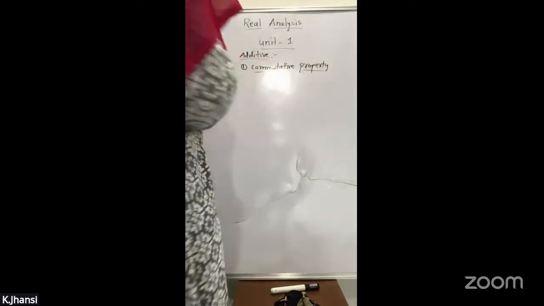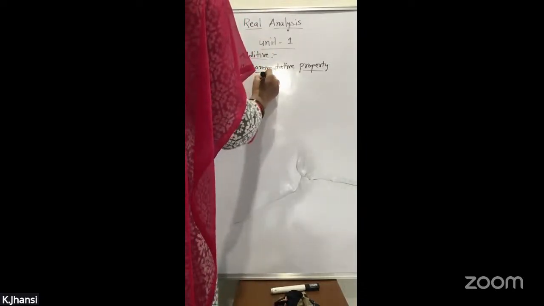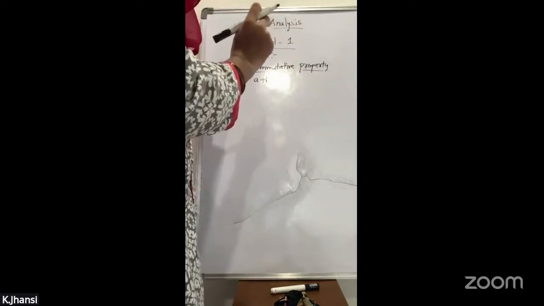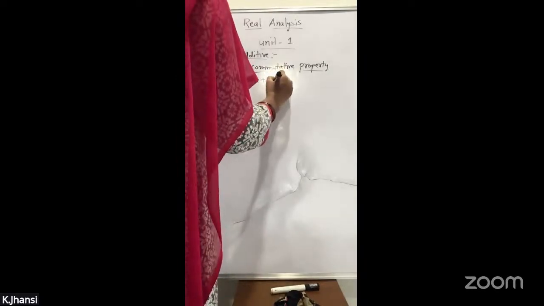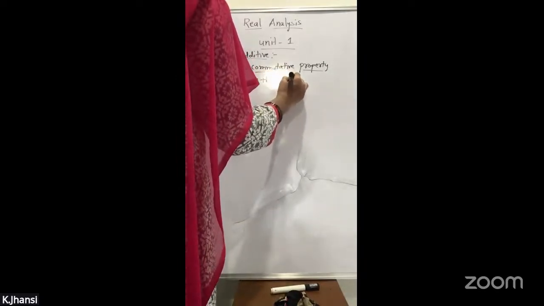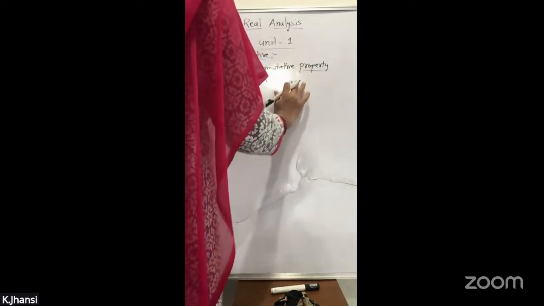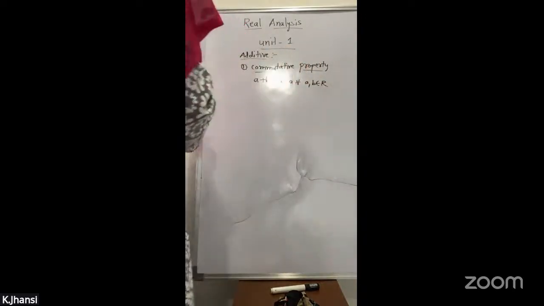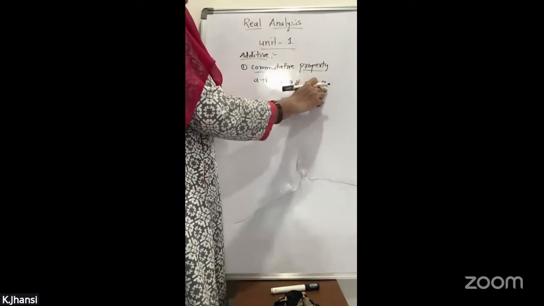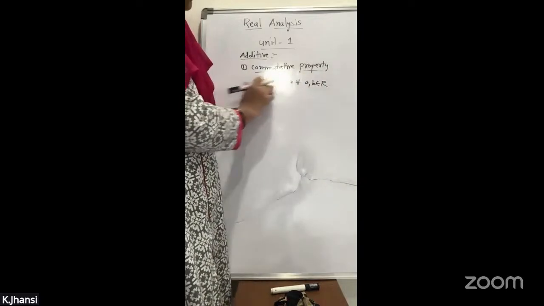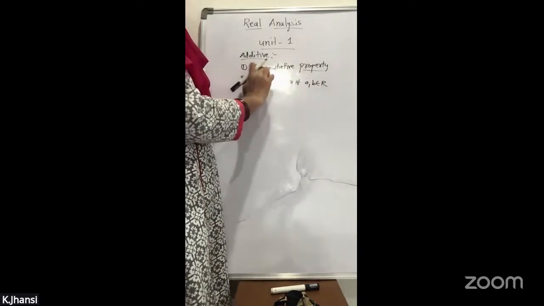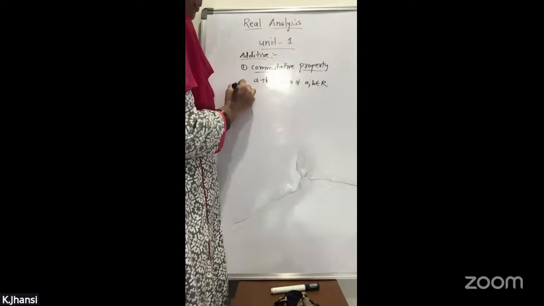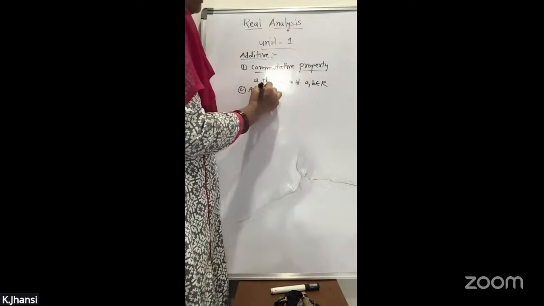Here if a, b are any two numbers which belong to the real numbers R, then we write the commutative property: a plus b is equal to b plus a for all a, b belongs to R. Whenever two elements a and b belong to the set of real numbers and satisfy this property, they satisfy the commutative property. And the second one is the associative property.